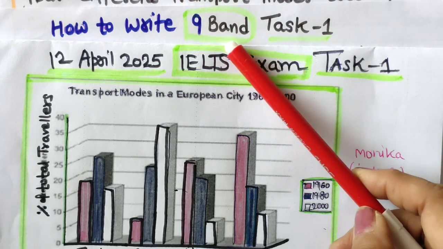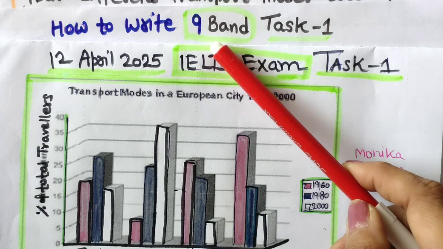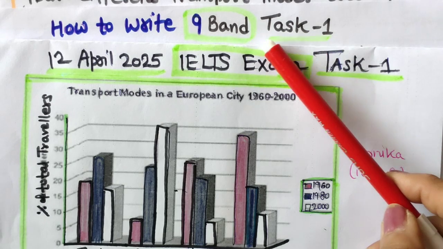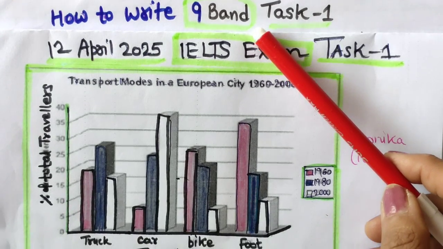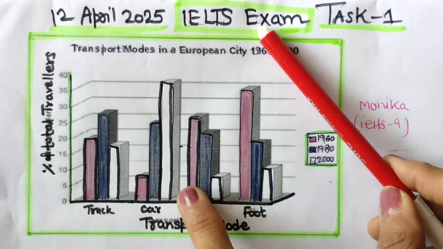So if you think that 9 band is impossible, your English is not good, at least by following my simple answers you can get 7 plus band scores in writing task 1, because writing task 1 will save your overall writing band scores, because in writing task 1 you can show variety of vocabulary to the examiner. So let's start this.